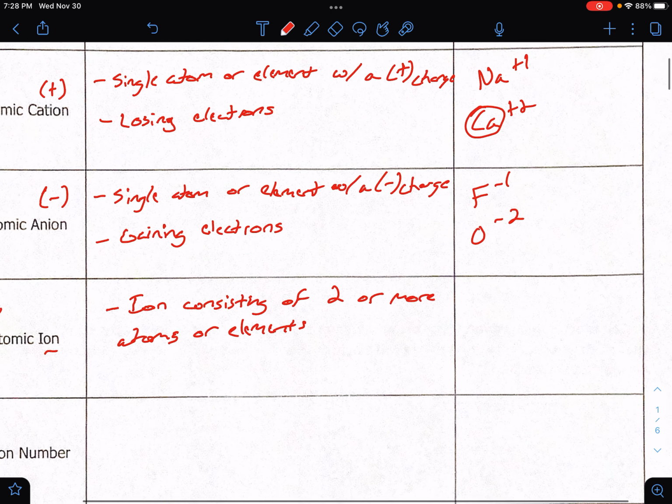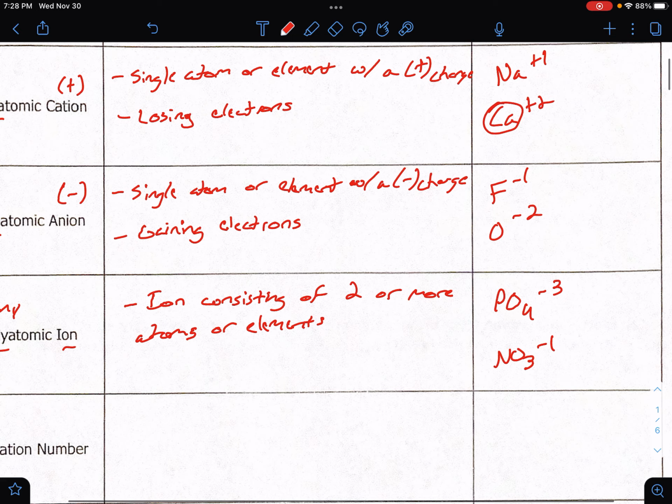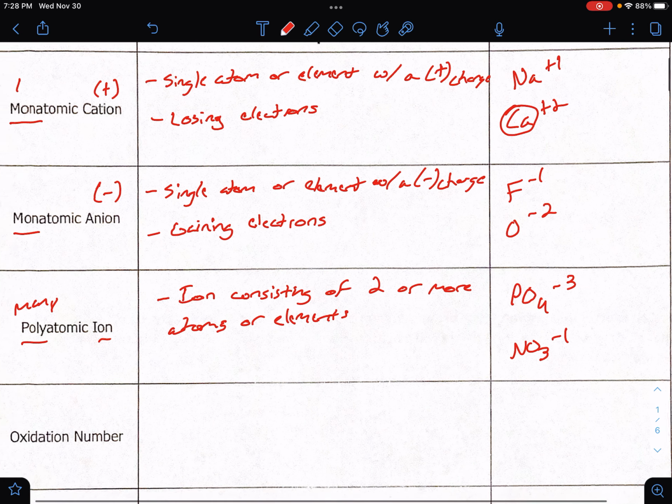An example of that would be like that list we give you, like phosphate and nitrate. Phosphate would be PO4 with a -3 charge. Nitrate would be NO3 with a -1 charge. That is a polyatomic because if you look at PO4, I've got phosphorus and oxygen going on, so I have multiple atoms or elements. A monatomic is just an element by itself. Polyatomic means there are multiple elements going on in one compound.